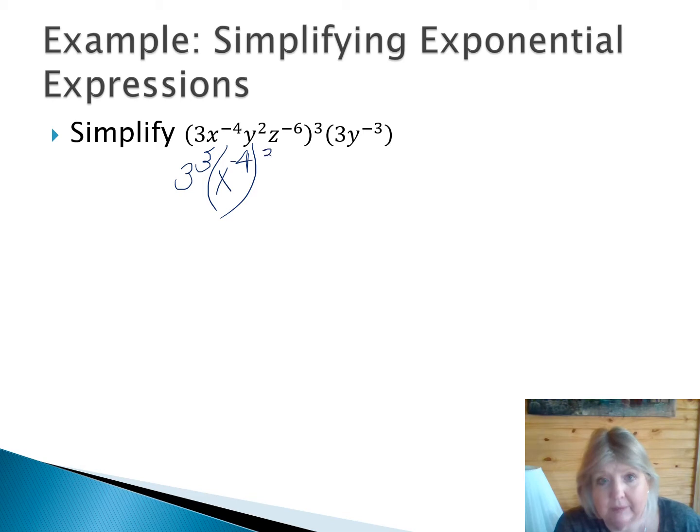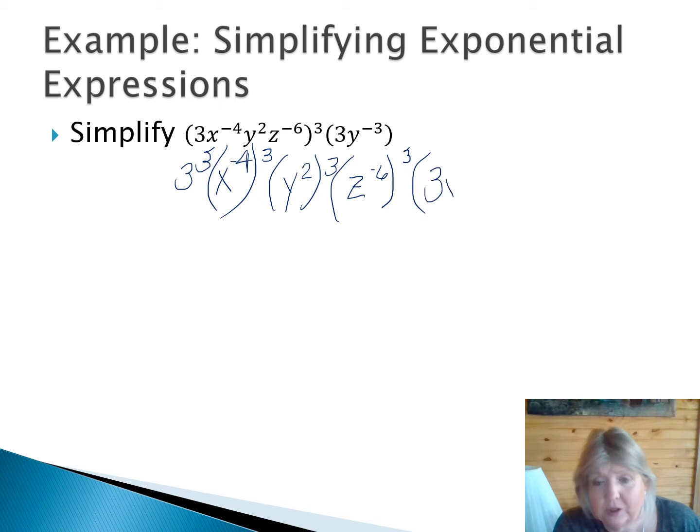So I'm going to give 3 the power, x to the negative 4 the power, y squared the power, and z to the negative 6 the power of 3. Now that 3y to the negative third is just going to hang around because he doesn't have an exponent to give to each factor.